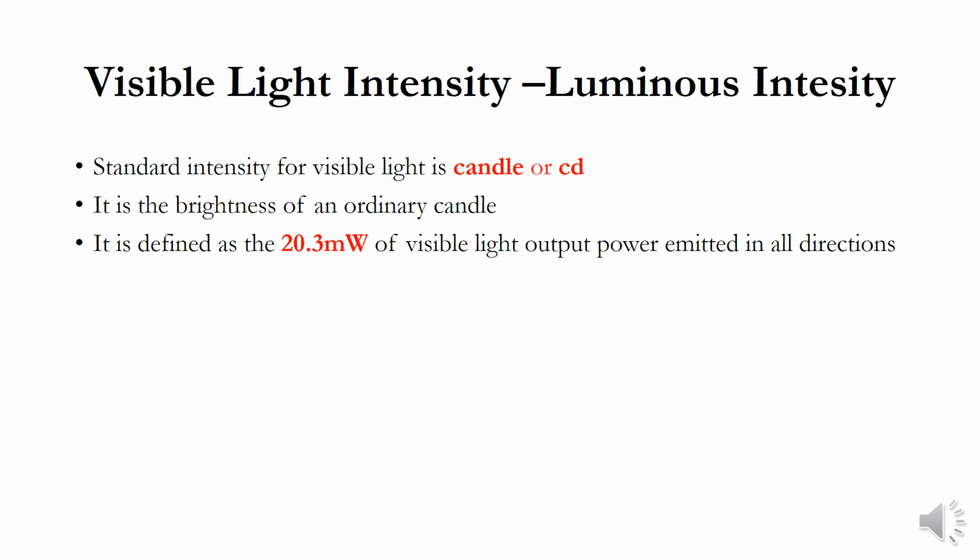Now the visible light intensity, or luminous intensity. The standard intensity for visible light is the candle, or in short cd. It is the brightness of an ordinary candle. It is defined as 20.3 milliwatt of visible light output power emitted in all directions.